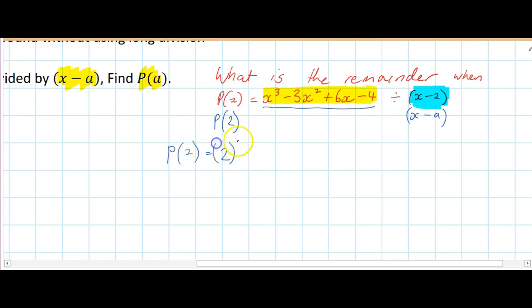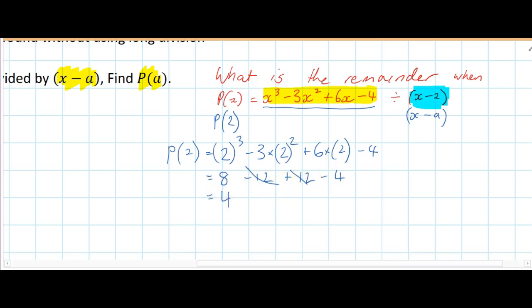So 2 cubed minus 3 times 2 squared. I'm putting brackets where I'm multiplying by 2, minus 4. So 2 cubed is 8, minus 3 times 4 is minus 12, plus 6 times 2 is 12, minus 4. Negative 12 plus 12 cancels out, and 8 minus 4 is 4.